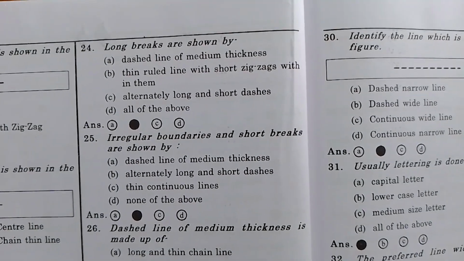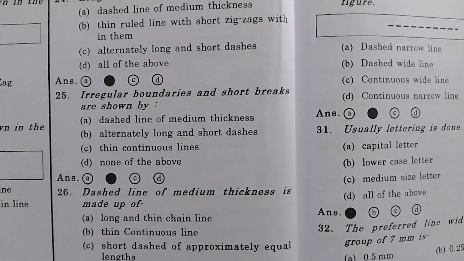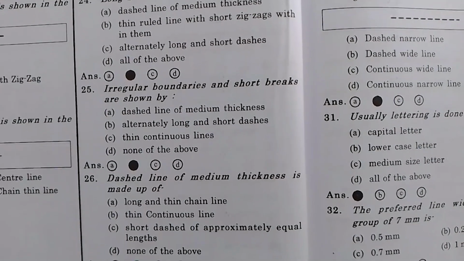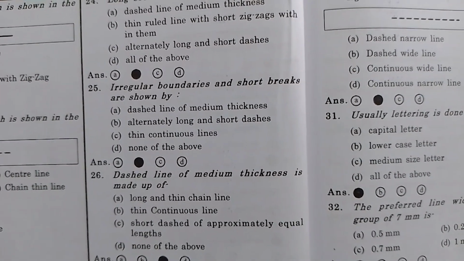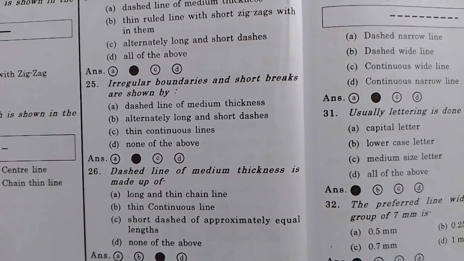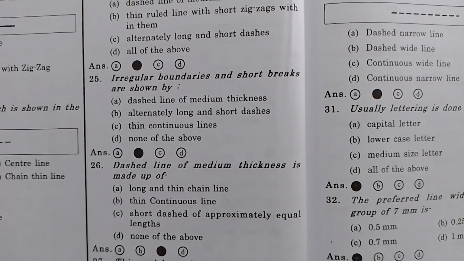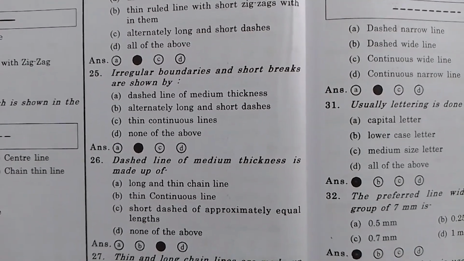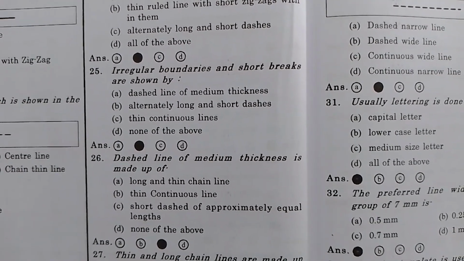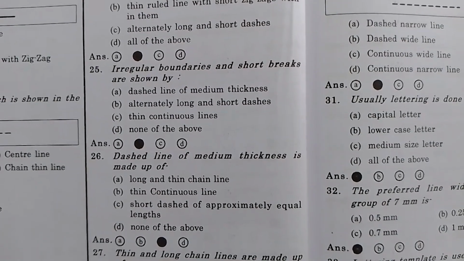Question number 25. Irregular boundaries and short breaks are shown by option B, alternately long and short dash lines, so option B is correct. Question number 26.